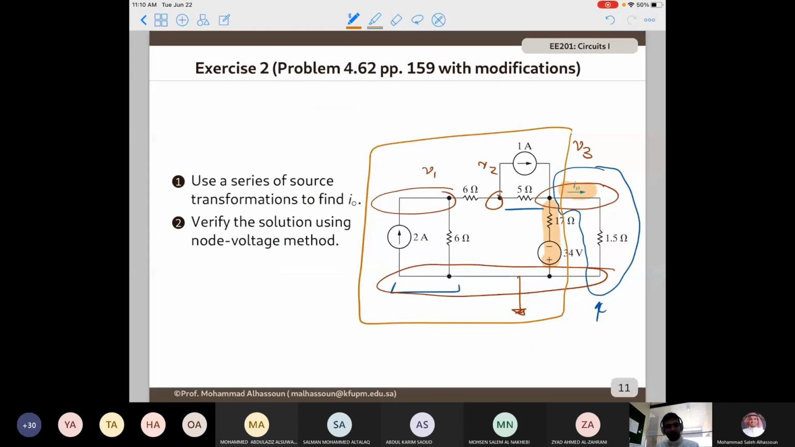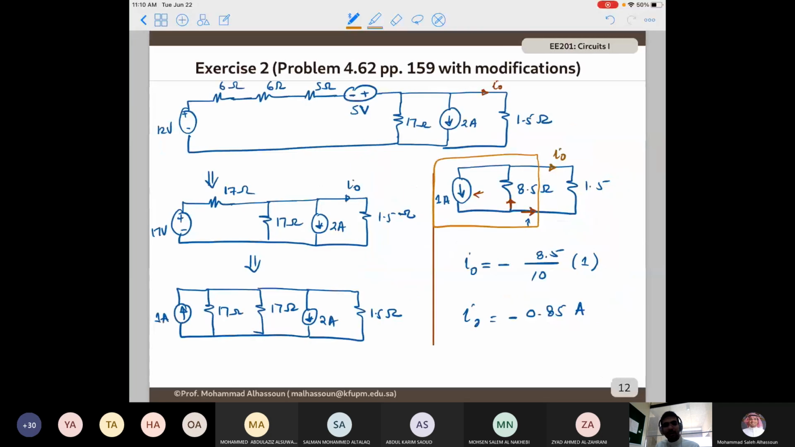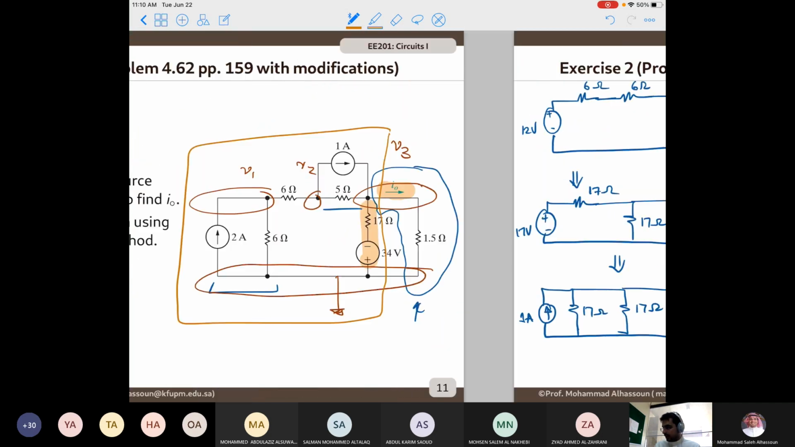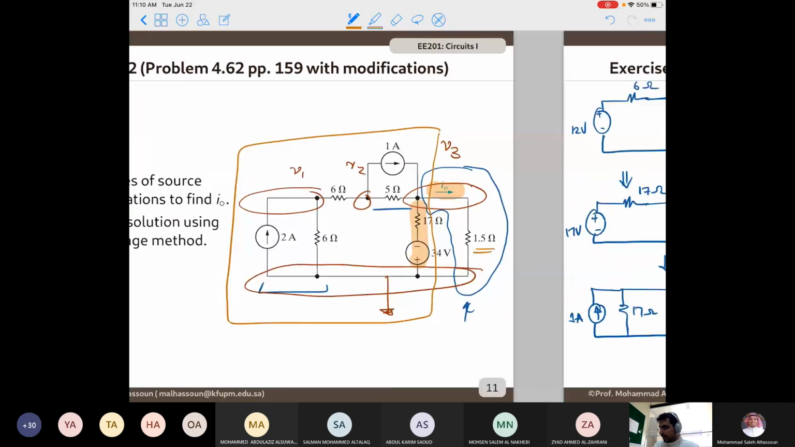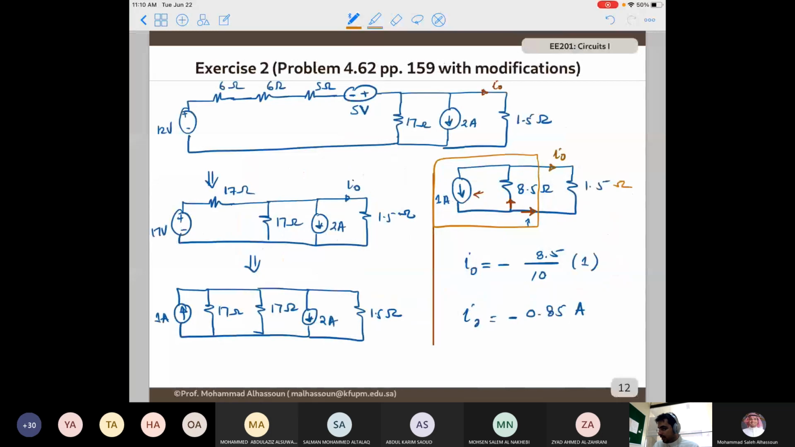So we have this big, huge circuit, and we simplify it using the following simplification. So the 1.5 ohm resistor here is actually seeing a current source in parallel with the 8.5 ohm resistor. Or if you want to apply the source transformation, the 1.5 ohm is seeing 8.5 volts in series with the 8.5 ohm resistor.